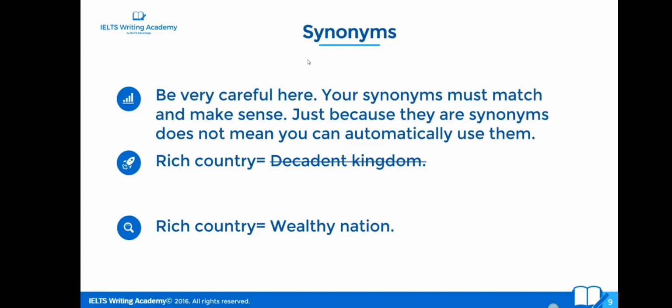So if you have a choice between using something like decadent kingdom, which might sound very impressive but actually is the opposite of impressive, you're showing the examiner that you don't really have a high level of vocabulary by using words like that. It's much better to use something like wealthy nation for this example because it is correct. It is better to be correct than it is to be fancy.